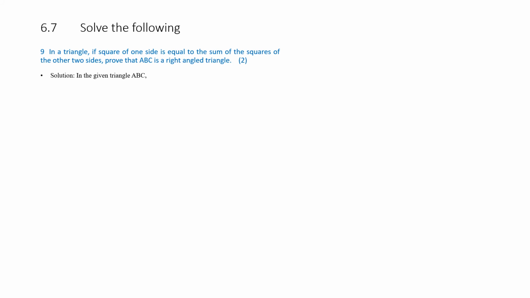Solve the following. In a triangle, if the square of one side is equal to the sum of the squares of the other two sides, prove that ABC is a right angle triangle. This is the converse of Pythagoras theorem. 2 marks question.